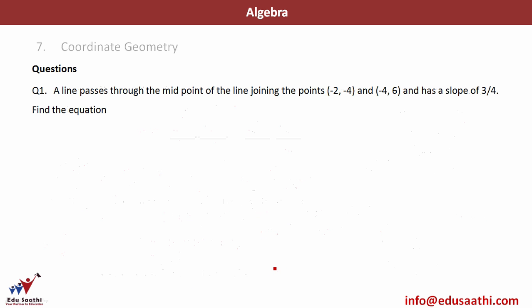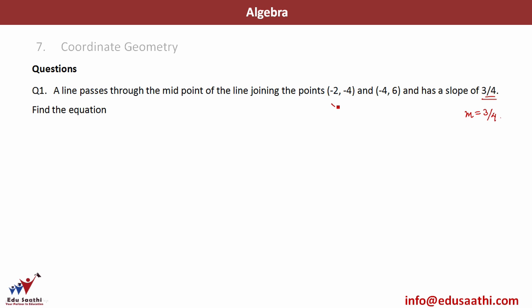Let's look at some of the questions that we have related to coordinate geometry. A line passing through the midpoint of the line joining points (minus 2, minus 4) and (minus 4, 6) has a slope of 3 by 4. Find the equation. So I have to find the equation of the line. Now what is the information which is given to me? Slope of the line is given to me, which is 3 by 4.